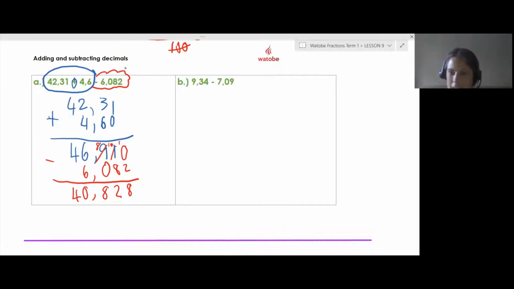Ma'am, I was about to ask, is it necessary to count the numbers after the comma? No, because in adding and subtracting, your commas just stay in one long line. So they just all go underneath each other, and you don't have to worry about the number of decimals underneath.